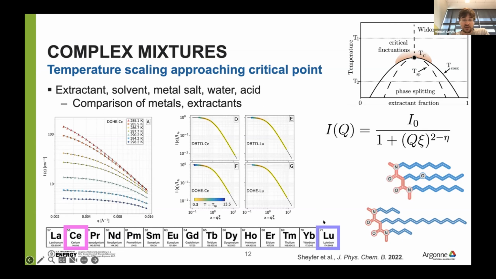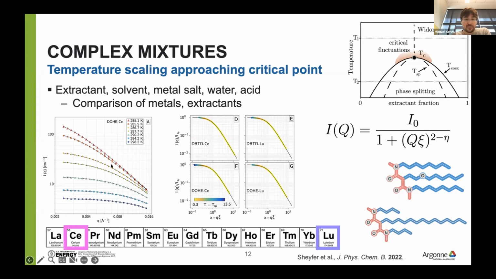And we also consider two extremes on the lanthanide series, where we have what's called a heavy lanthanide, which is later on in this series, and then we have cerium here, which is an earlier lanthanide. And so again, we see that we extract more lutetium. It takes more lutetium to get the phase boundary to room temperature or close to room temperature than it does cerium. And so we're able to consider combinations of extractants and lanthanides.